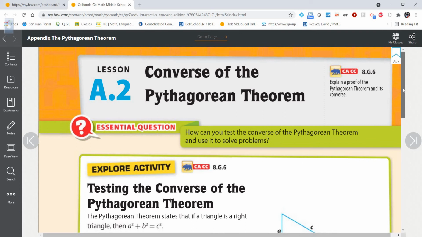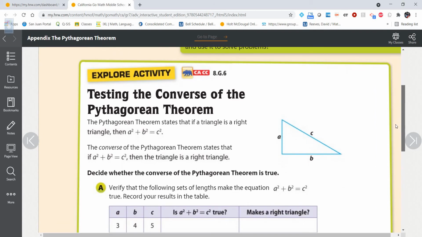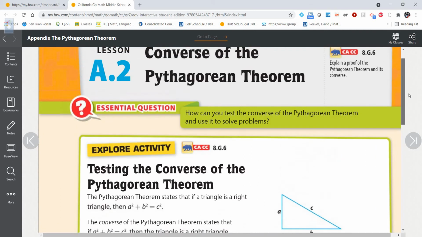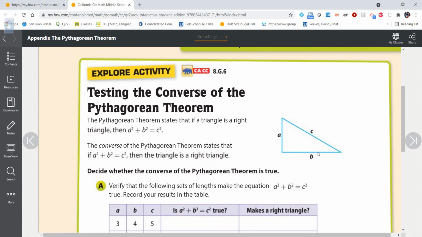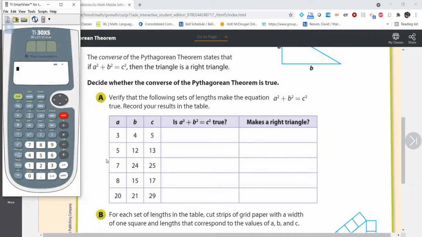We are in lesson A2 in the Accelerated Math 7 textbook, testing the converse of the Pythagorean theorem. The lesson is called the converse of the Pythagorean theorem. So again, the Pythagorean theorem says if it's a right triangle, then a squared plus b squared equals c squared. The converse says if a squared plus b squared equals c squared, then it is a right triangle. So it's simply a matter of testing out that statement.